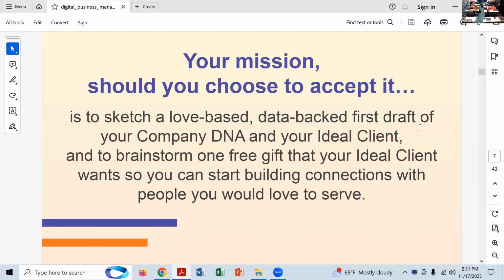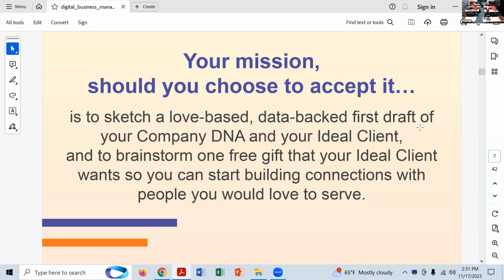So your mission for this class, should you choose to accept it, is to sketch a love-based, data-backed first draft of your company DNA and your ideal client, and to brainstorm one free gift that your ideal client wants, so you can start building connections with people you would love to serve. That's both buyers and sellers. So you're looking to reach out to people, but you're also looking to sell something.